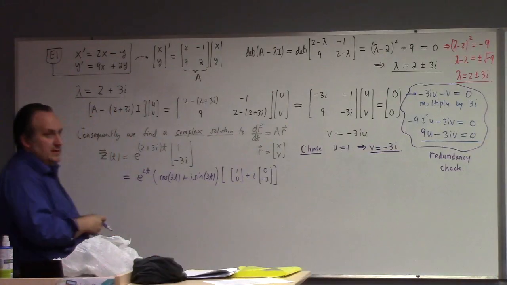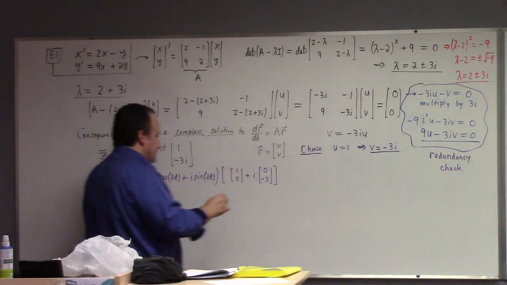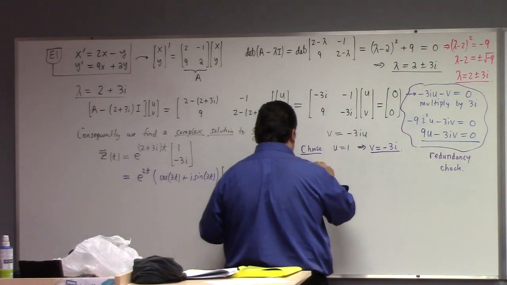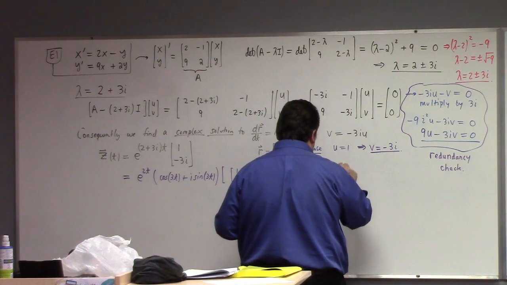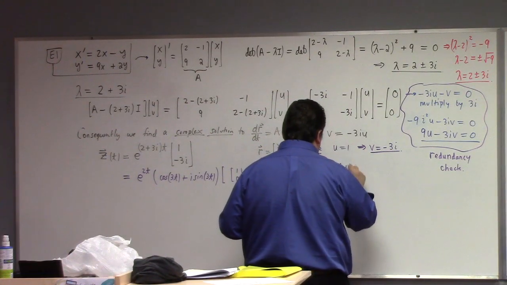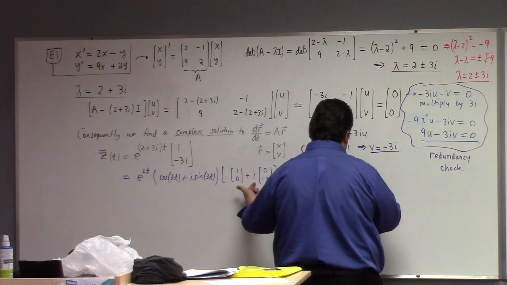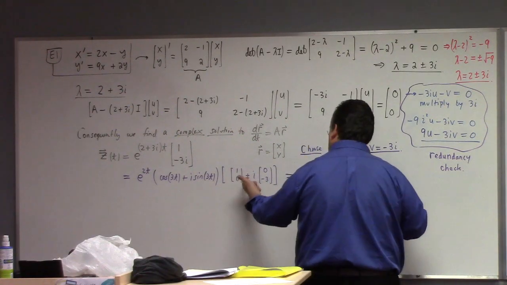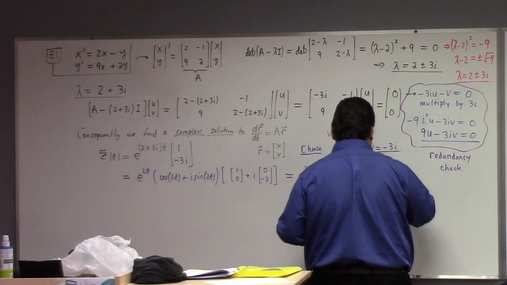All right? And if we multiply this out, what do we get? Well, we have e to the 2t times what? On the one hand, we've got our cosine of 3t times (1, 0). And then i times i is what? i squared is minus 1, right? So I get minus the sine of 3t times the other vector, which was (0, minus 3). All right, that's my real part.